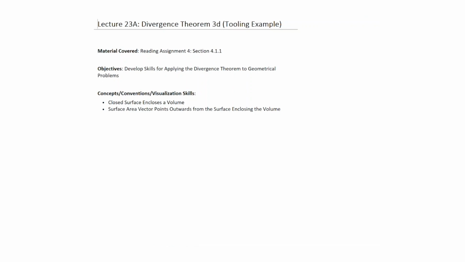The material for this lecture comes from Reading Assignment 4, Section 4.1.1. And the objectives are to develop the skills for applying the divergence theorem to geometrical problems. So you're given a shape and we're going to basically apply the divergence theorem. The concepts, conventions, and visualization skills are: the closed surface encloses a volume. This is what the divergence theorem basically is stating. And the surface area vector points outwards from the surface that's enclosing the volume.